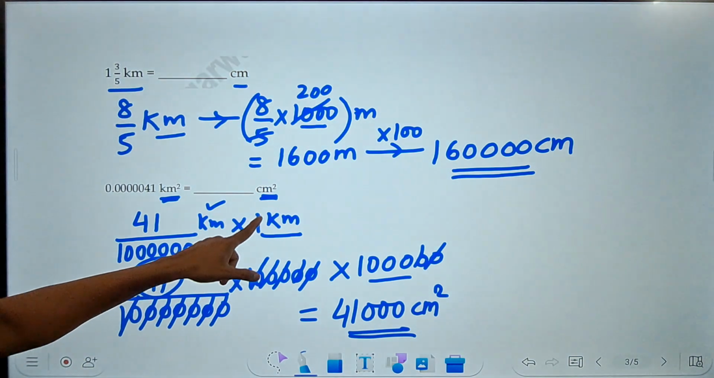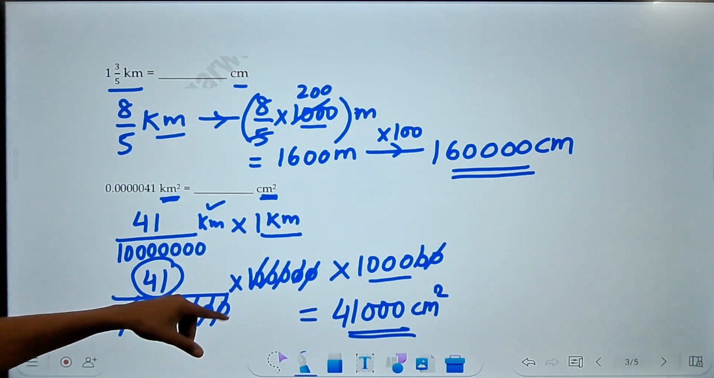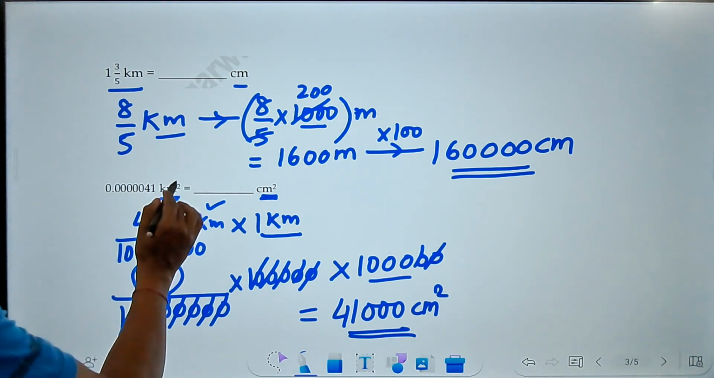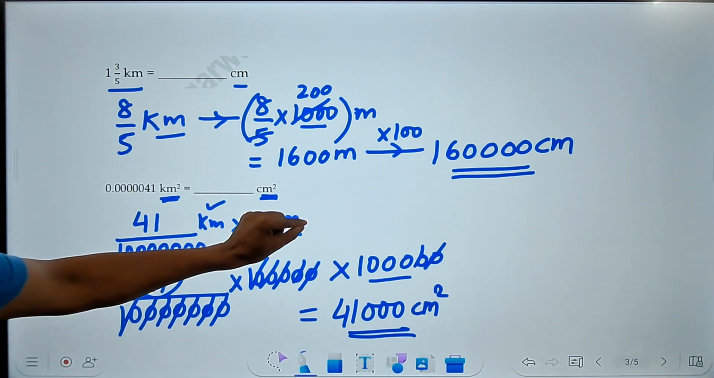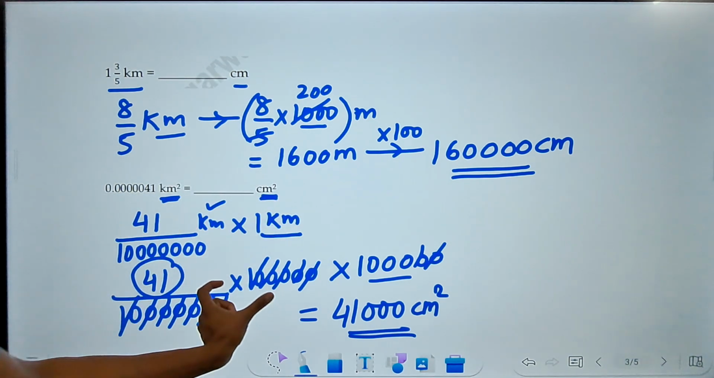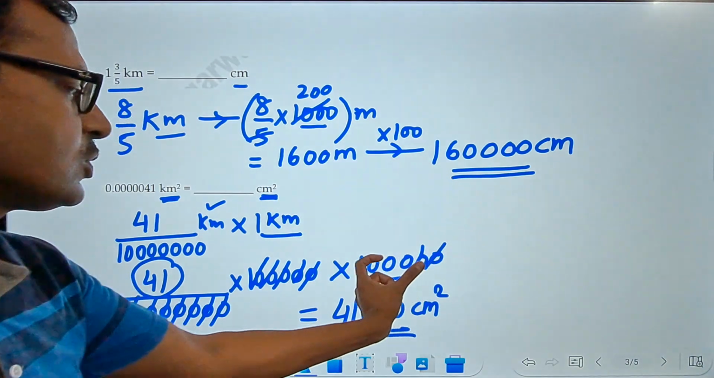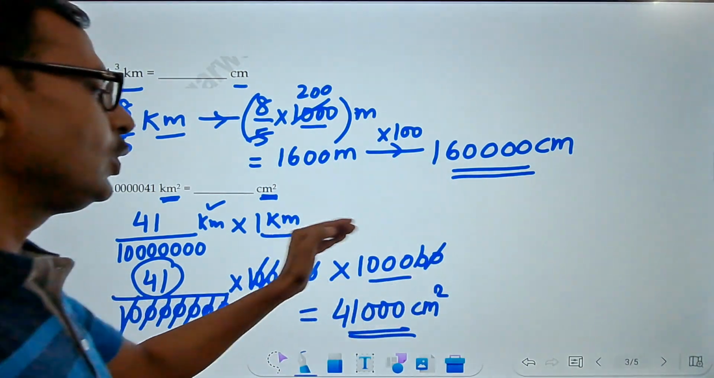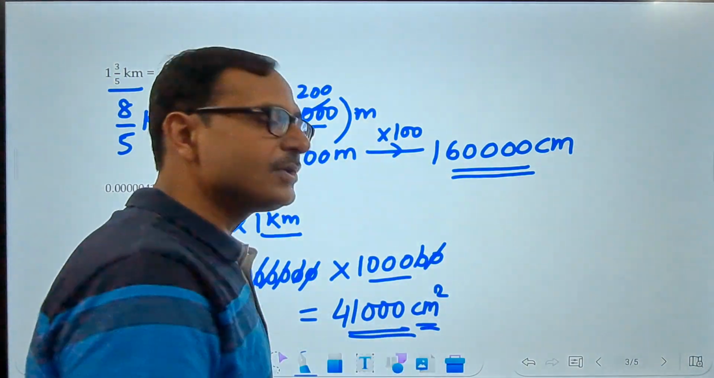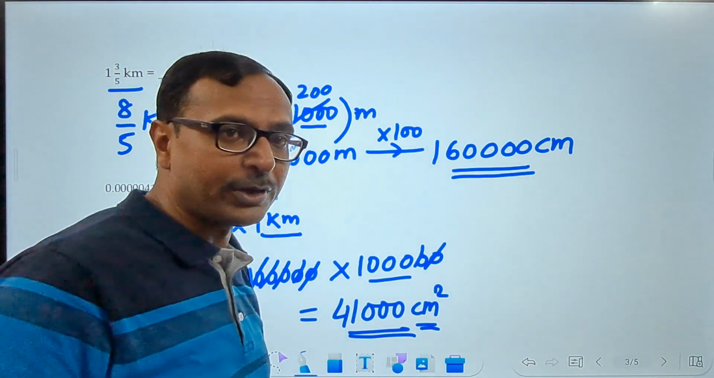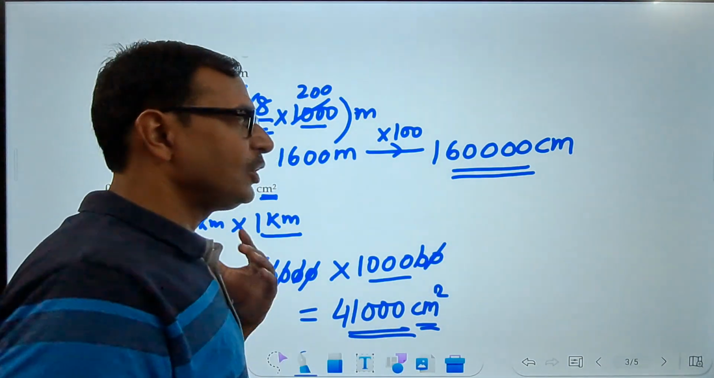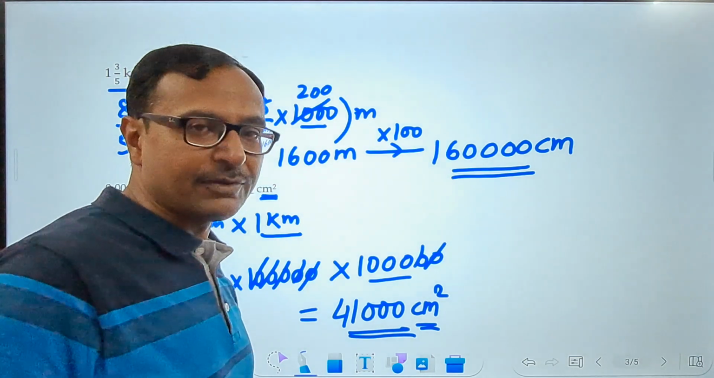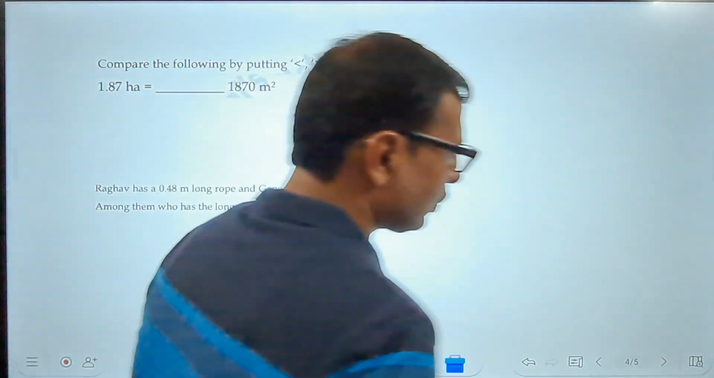See, this multiplier 1 kilometer is really important because this is kilometer square, which means kilometer times kilometer, and therefore you have to convert this kilometer also and then this kilometer also into centimeters to get your answer in centimeter square. Very, very important and very, very frequently used conversions. Let's see some more questions.